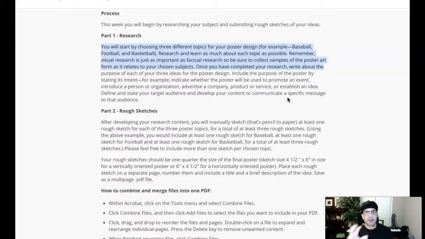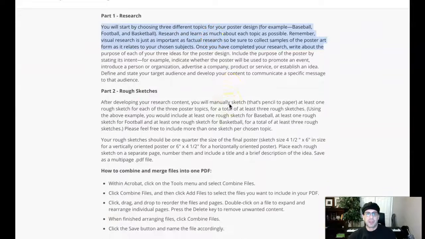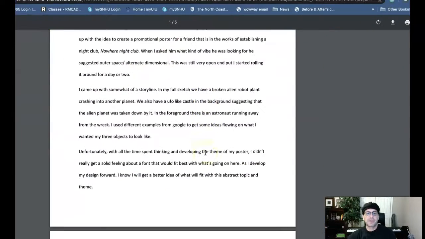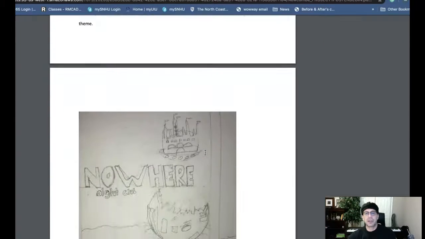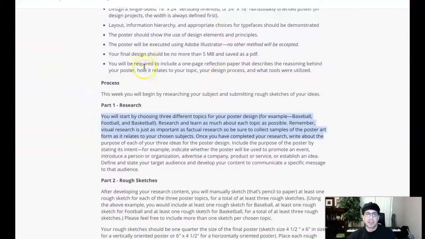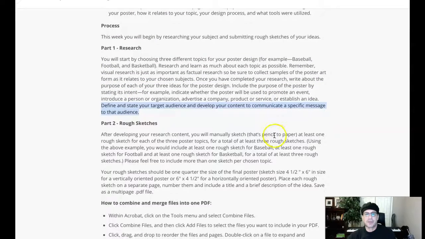So right now, you've got several iterations of the same idea, of the same topic for the poster. So you want to include not only the nightclub, but two others as well. And then also in the written rationale, you want to define your target audience. It's really, really important to define your target audience in any graphic design project. It's actually of critical importance. So define and state your target audience and develop your content to communicate the specific message to that audience.